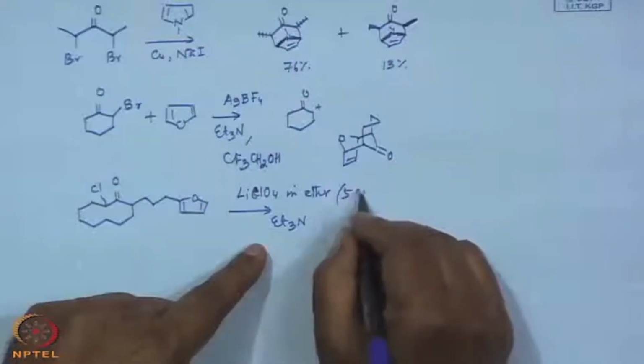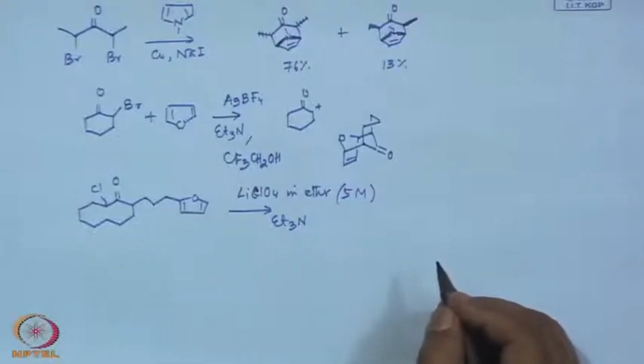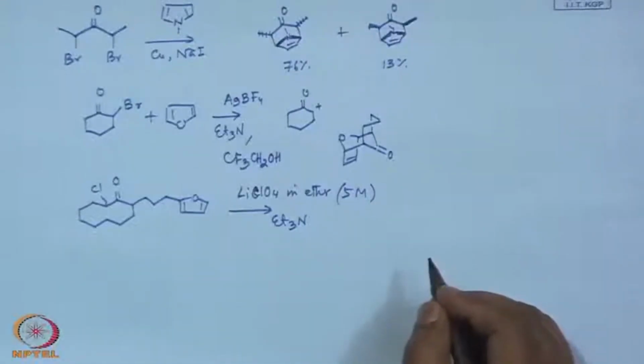This lithium perchlorate was used long back by a pretty unknown scientist as a polar solvent. That means ether is a perfectly all right solvent, but if you put a little bit of lithium perchlorate, to the extent of 5 molar, actually the saturated solution of lithium perchlorate in ether is a 5 molar solution, it becomes a very polar solvent. The solvent becomes very polar.